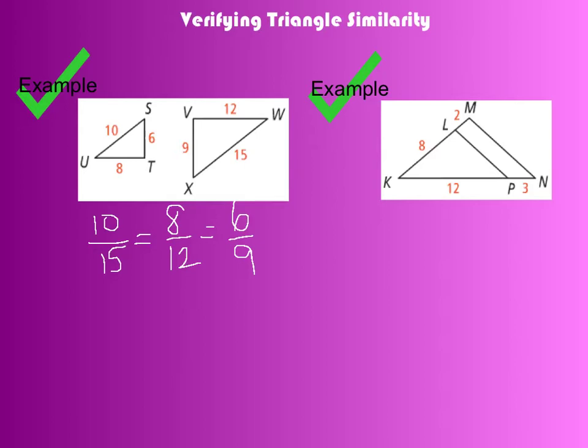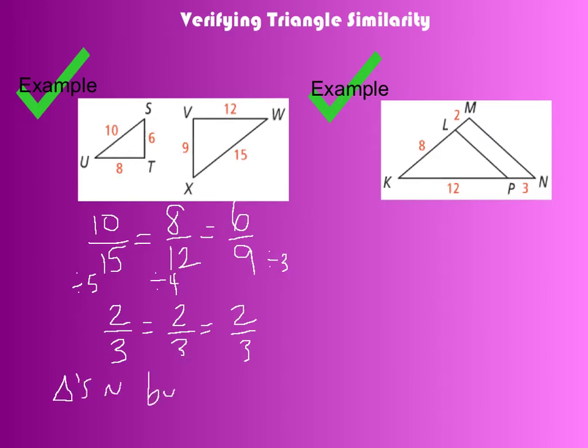So if I reduce all of those down, 10 over 15 divided by 5, I get 2 over 3. If I take my second fraction and I divide everything by 4, I get 2 over 3. And if I take my third fraction and I divide by 3, I get 2 over 3. So because I end up with all these ratios being equal, I know that I have side-side-side similarity. So I can write that. Triangles are similar by side-side-side similarity.